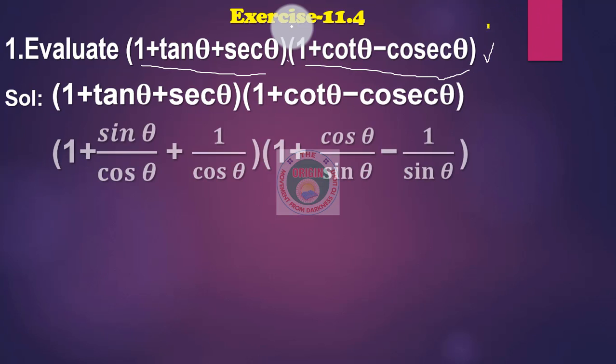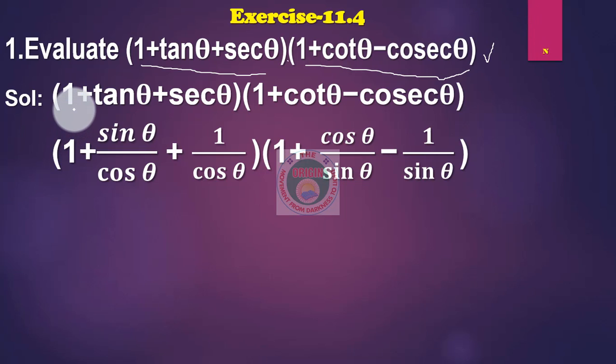Problem taken again is here. The logic is I converted all trigonometric ratios in terms of sine and cos. Tan is converted into sine and cos terms, secant into cos, cot into cos and sine, and cosecant into sine.